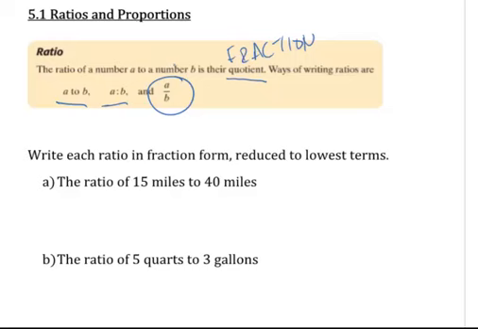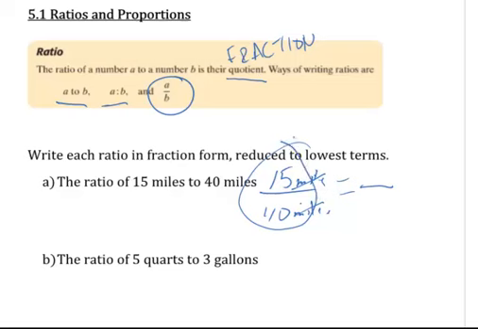Okay, so in a ratio, what I'm going to do is I'm going to write 15 miles to 40 miles. And if you notice, I'm writing the units, I'm writing the word miles. So the first thing I'm going to do here is I'm going to reduce it by canceling my units, and then I can also reduce 15 over 40. I can divide both those numbers by 5. So 5 goes into 15 3 times, 5 goes into 40 8 times.